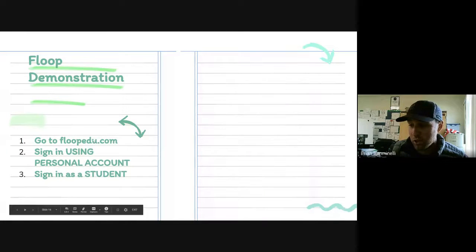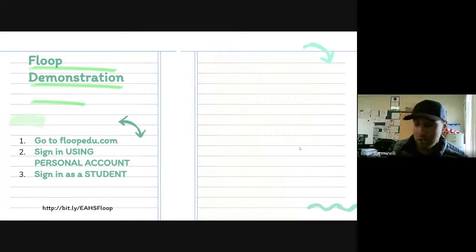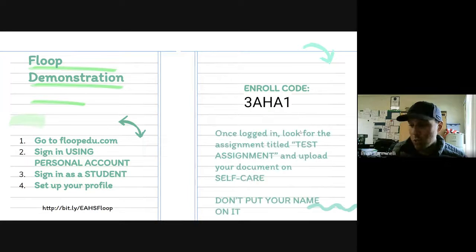You're going to go to floopedu.com, sign in using a personal account, and sign in as a student. Then they'll ask you some brief questions about your profile. Make it quick, make it easy. I'm going to put up all the instructions right here for you. Then it's going to ask you to join a class. Here's your enroll code on the screen for the class that I created as a teacher.